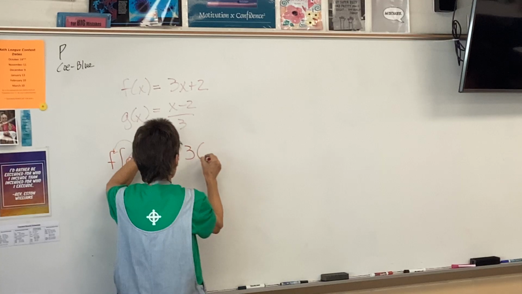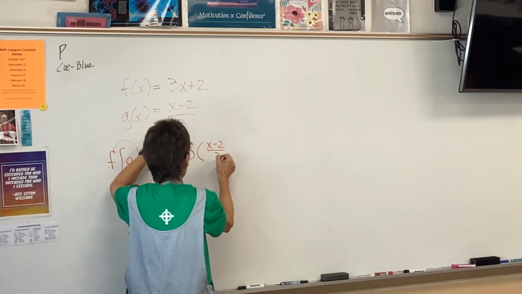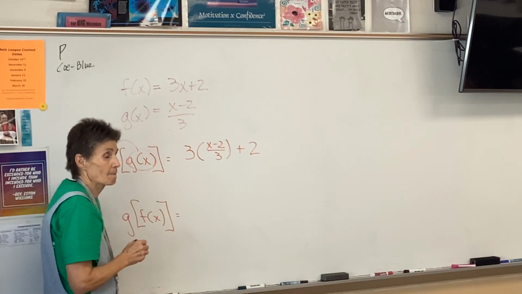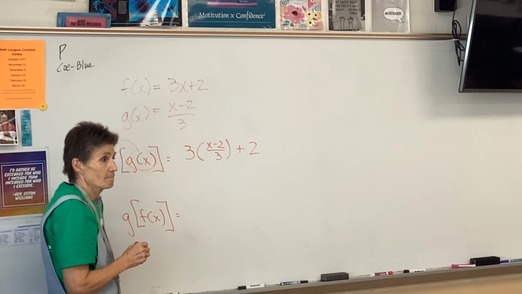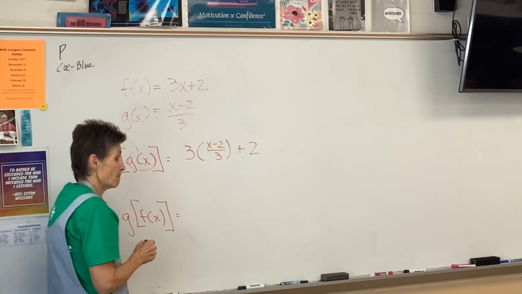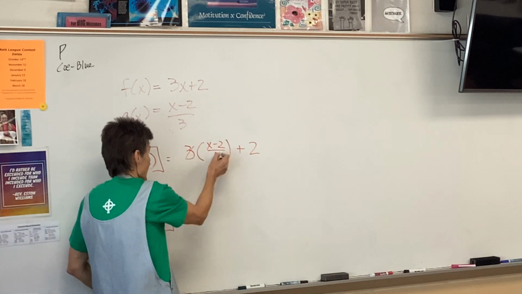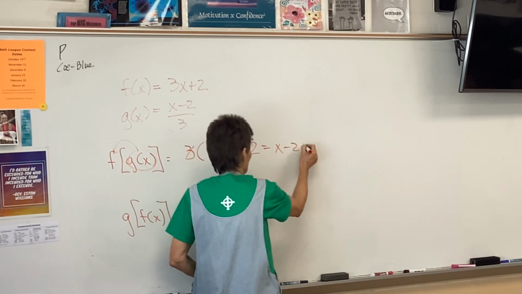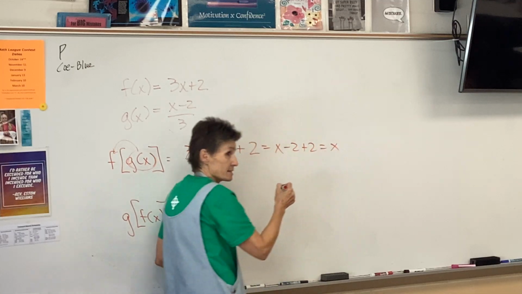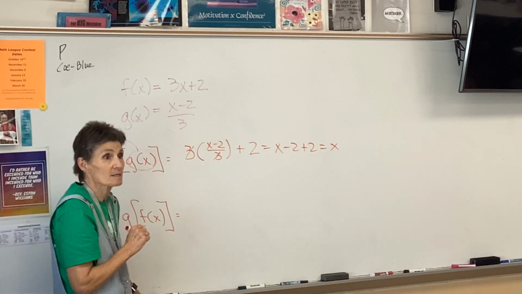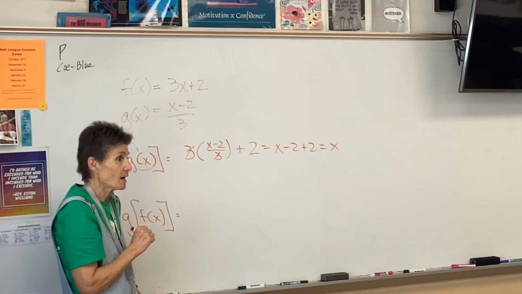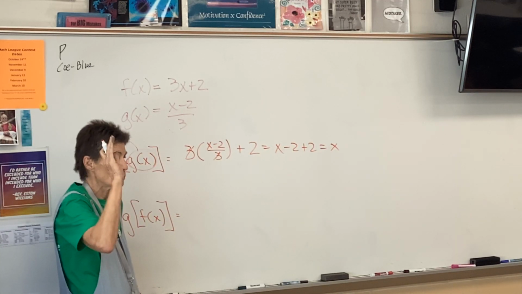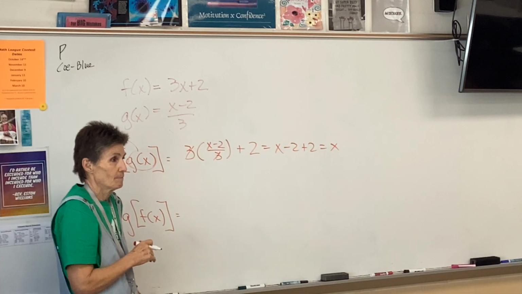So (3x minus 2)/3 plus 2. Yeah, simplify it. Won't these cancel? Yeah. So I'm left with x minus 2 plus 2, which is just x. When you build the composition, everything should cancel out and leave you with just x.